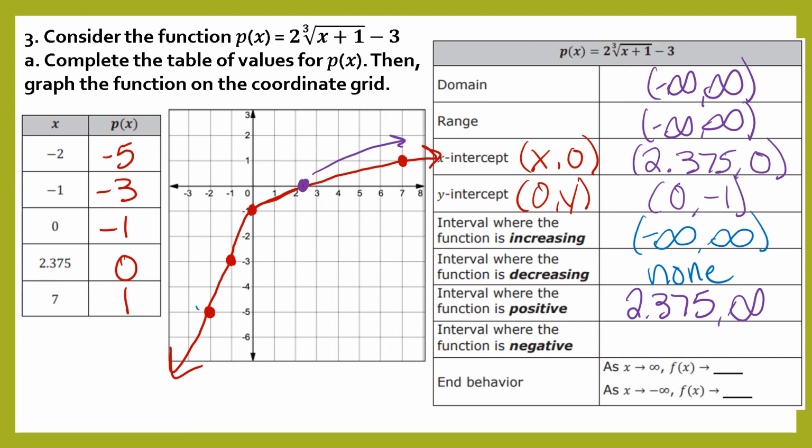And then we always put parentheses around our infinities. Are we going to put a bracket or a parentheses around the 2.375? Parentheses. Why parentheses, Grayson? Because it's on the 0. Right, because it's on the x-axis, so y is 0, and 0 is neither positive nor negative, so we put parentheses. And it's kind of safe to say if you're doing these positive and negative intervals, you're usually going to use parentheses.